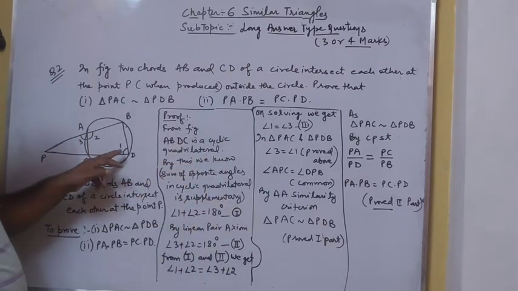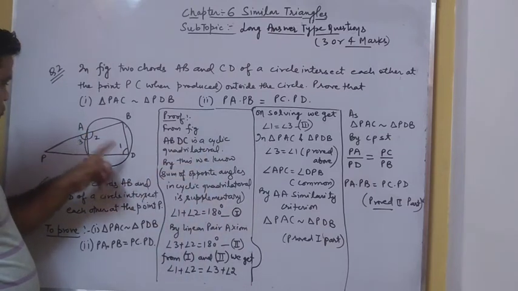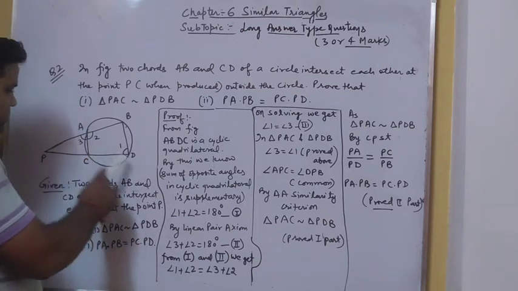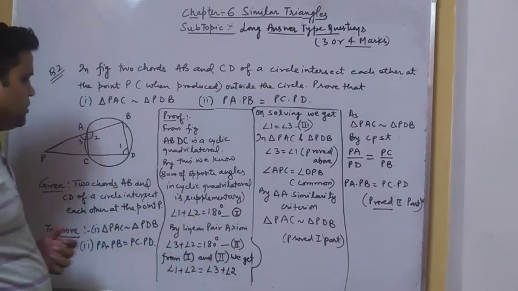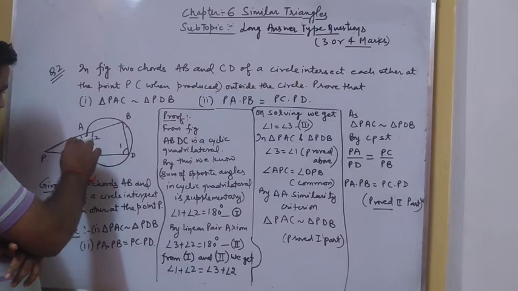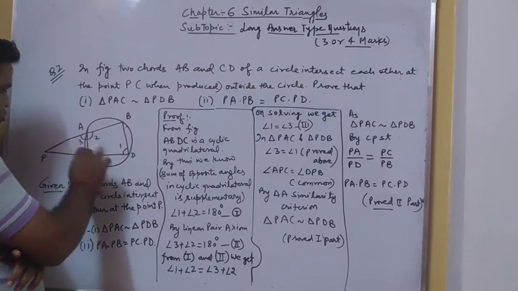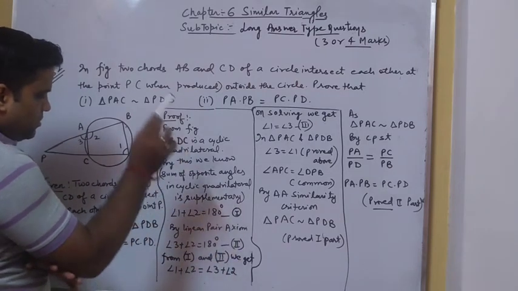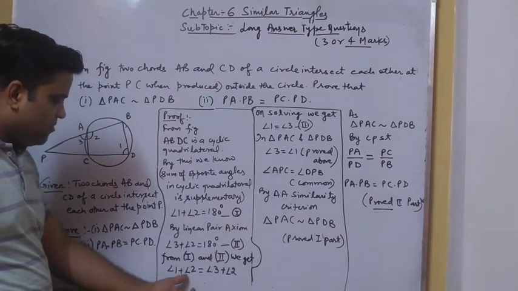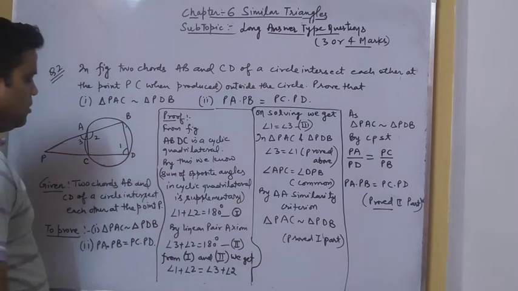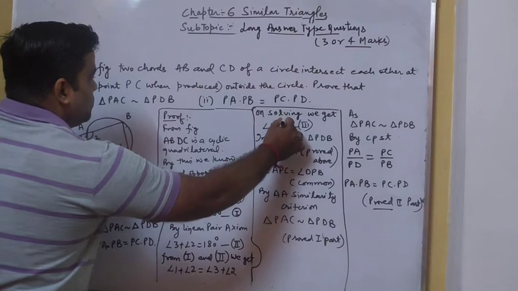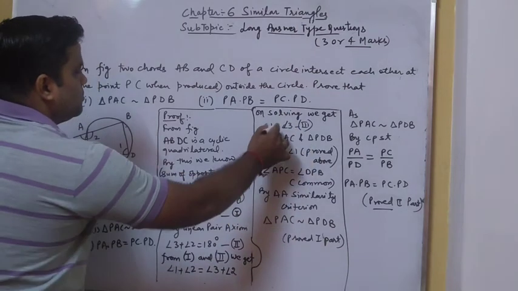So it means the sum of opposite angles in a cyclic quadrilateral is supplementary. So by this property, angle 1 plus angle 2 equals 180 degrees, and we consider it as the first equation. Similarly here, by the linear pair axiom, angle 3 plus angle 2 is also equal to 180 degrees, and we consider it as the second equation. So from the first and second, we get angle 1 plus angle 2 equals angle 3 plus angle 2. On solving, we get angle 1 equals angle 3. We consider it as equation number 3.